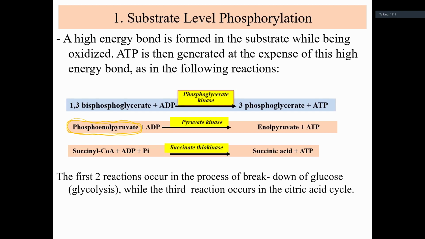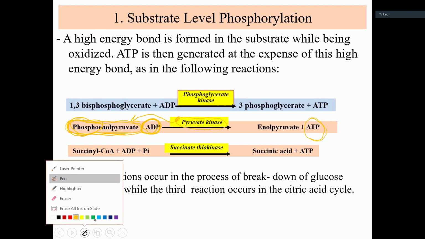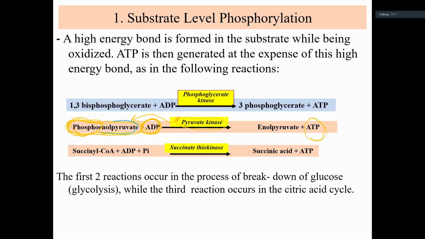This phosphoenol pyruvate will be acted on by the enzyme pyruvate kinase, which will remove its phosphate and add this phosphate to ADP. This ADP will be converted into ATP. And what will remain? Enol pyruvate will be remaining.